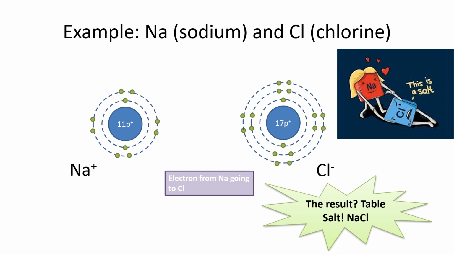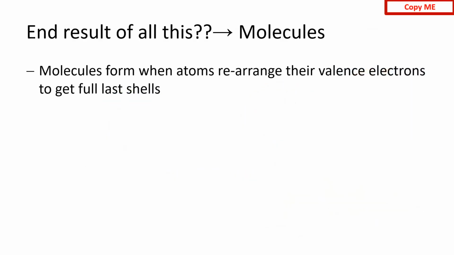So that's basically the whole purpose of why ions are formed, for the production of molecules. Molecules form when our atoms rearrange their valence electrons to get full last shells. So like how sodium had 1 electron too many, chlorine needed an electron, so we had an exchange of electrons. Sodium lost its electron, chlorine gained an electron, but then they both end up having full valence shells.